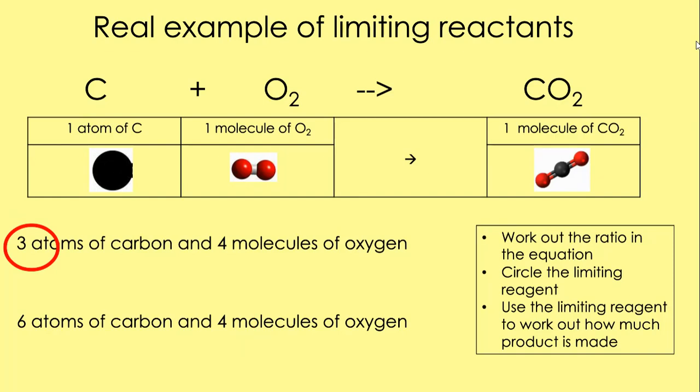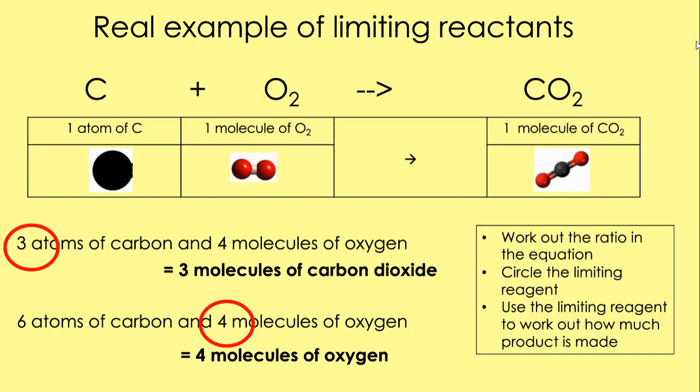So 6 atoms of carbon and 4 molecules of oxygen. Again, because it's a 1-to-1 ratio, we're just looking for the smallest number of either carbon atoms or molecules of oxygen. So the smallest number is 4. So in that case, the oxygen is my limiting reactant. And because 1 carbon makes 1 carbon dioxide, 3 atoms of carbon is going to make 3 molecules of carbon dioxide. And likewise, 4 molecules of oxygen is going to make 4 molecules of carbon dioxide. Okay, so that's the simplest example.